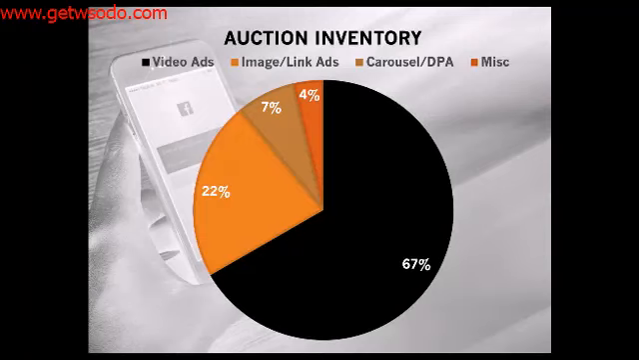So if I had to guess, I'd say roughly 2/3, maybe a little less, of the inventory on Facebook is dedicated to video. So if you're not doing video ads right now, you're stuck with a smaller percentage. You're missing a whole piece of the auction, okay? And that's why video is so important, because Facebook is prioritizing video still right now. Then if I had to guess, image or link ads is maybe 22%, maybe 25% of the overall auction, okay?